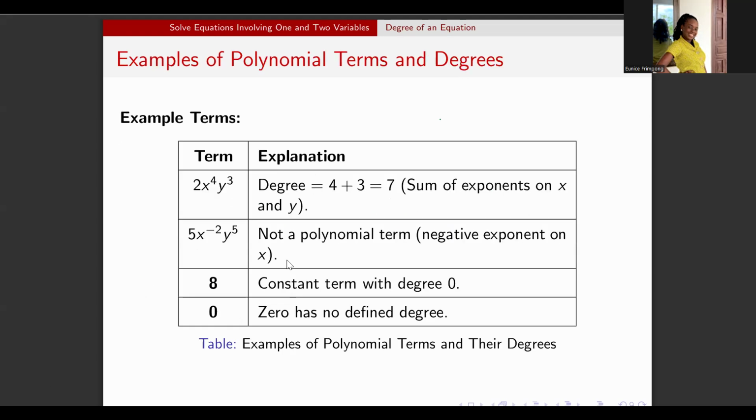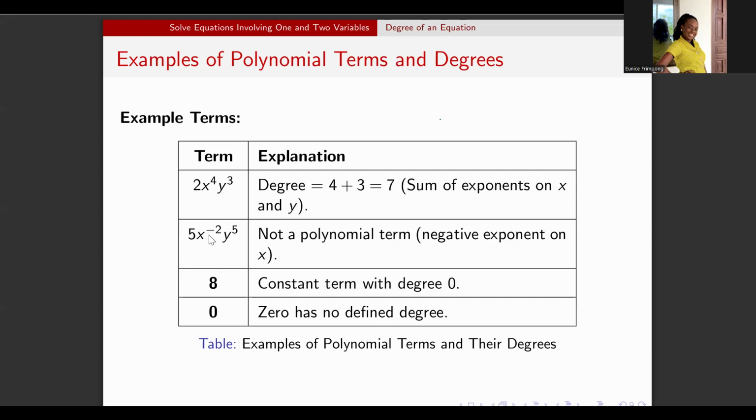Therefore, if you want to know the degree of a term of a polynomial, you pick that term, then you add all the exponents within that term. So in this example, we have 2x to the power 4, y to the power 3. The exponents in here are 4 and 3. So we add 4 plus 3 to get 7. And we conclude that 7 is the degree of this term.